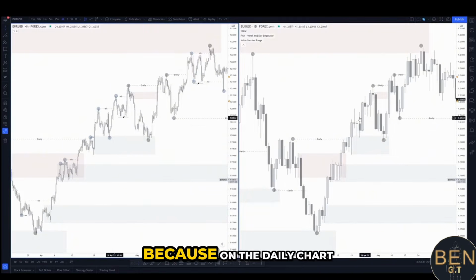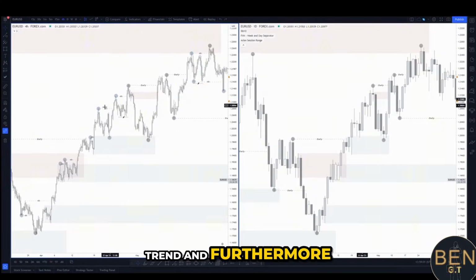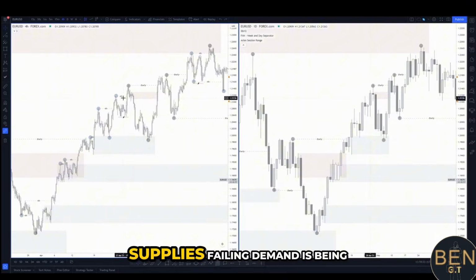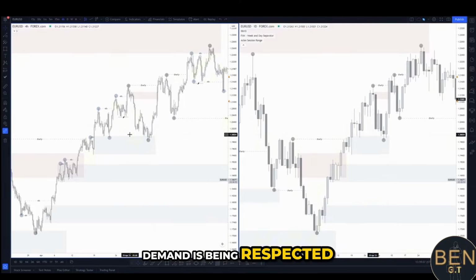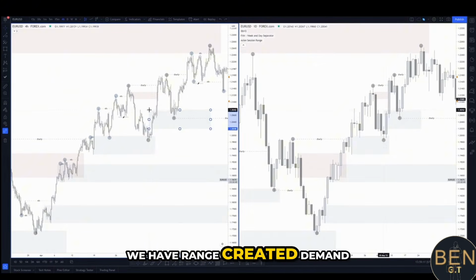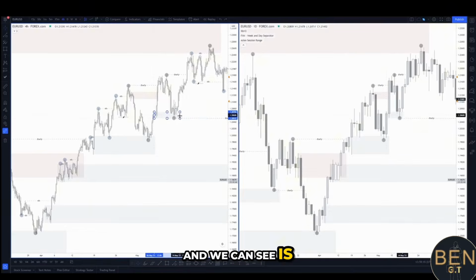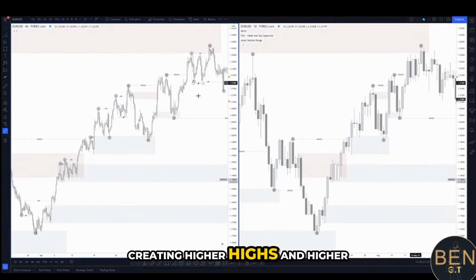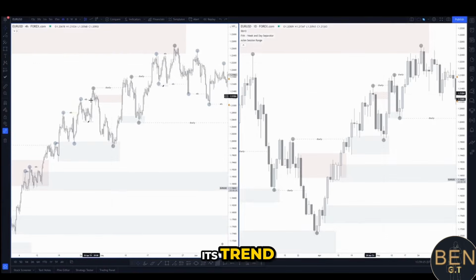Why? Because on the daily chart, we're creating higher highs and higher lows. We are in an uptrend. And furthermore, what we can see is supply is failing. Demand is being respected. And if we take this even one step further, we have range created demand just right here. And what we can see is this next point is held up by demand. And we can see price is creating higher highs and higher lows as price carries on in its trend going higher and higher.